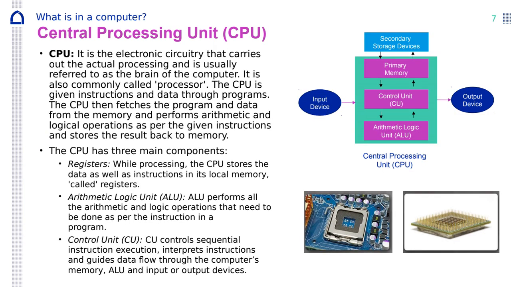Then we have the central processing unit. We have the CPU. It does all the actual processing and is usually called the brain of the computer, or processor. The processor is given instructions through the program and it will do the operations, the processes. It has three main components: registers, ALU, and control unit, CU.